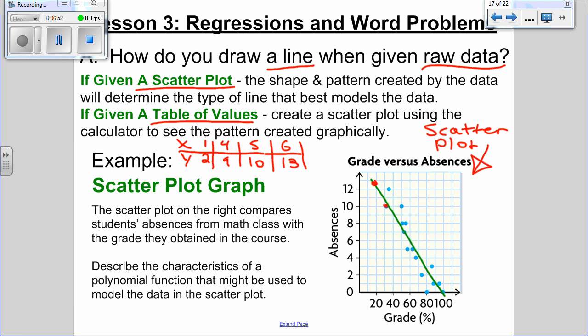So that's what we're going to be doing today. We're going to be taking tables of values. We're going to be creating scatter plots on our calculators out of them. And then we're going to be creating lines that fit that scatter plot. Doing that is called a regression. So you're going to hear me use the term regression a whole bunch. Regression is taking data and drawing a line that fits it.